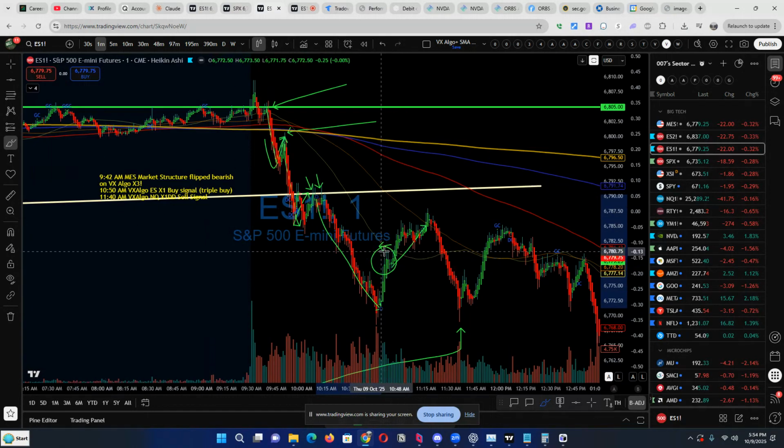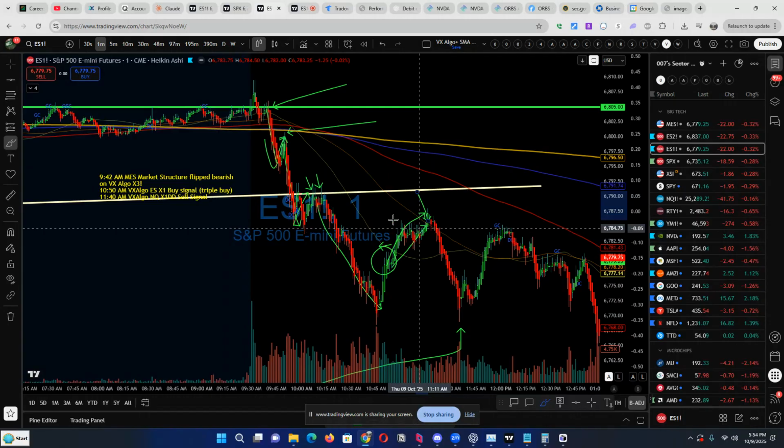Triple buy signals are a little bit dangerous. They're a little bit special. They indicate that all the indexes are pushing back up. So we did end up getting that push from 6778 to 6788 almost. So 10 point push. So you can also short here because we're still in bearish market structure.